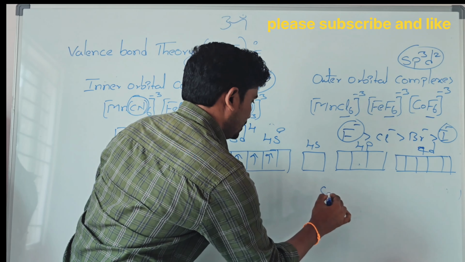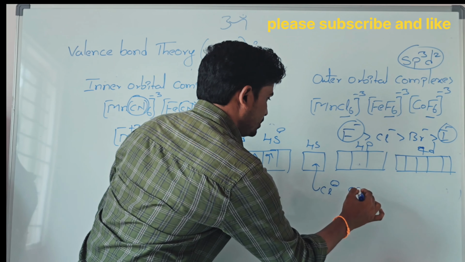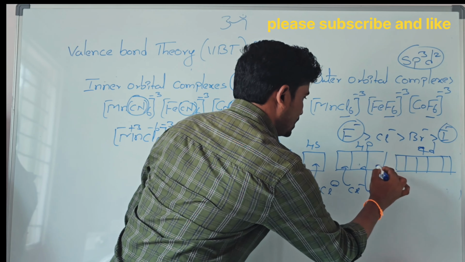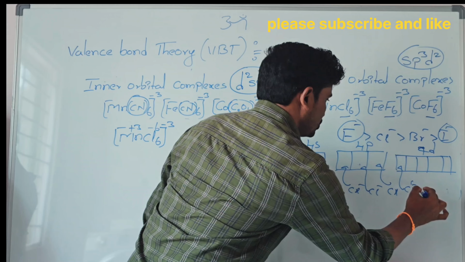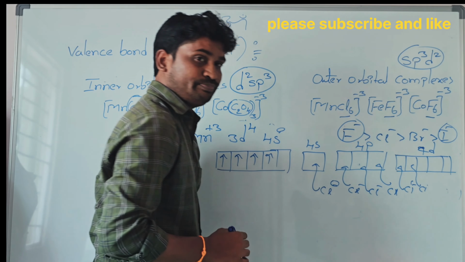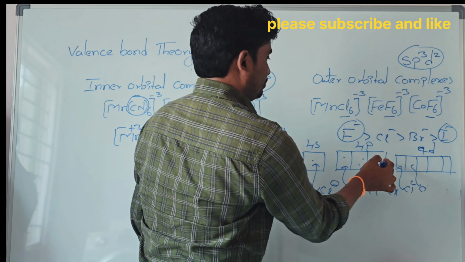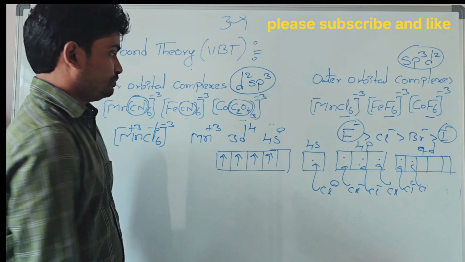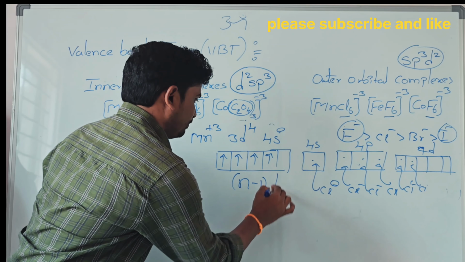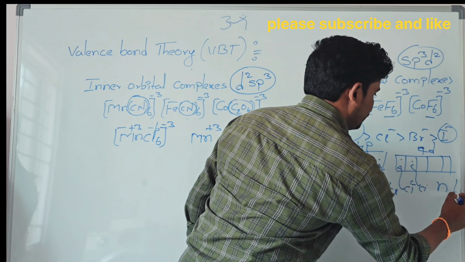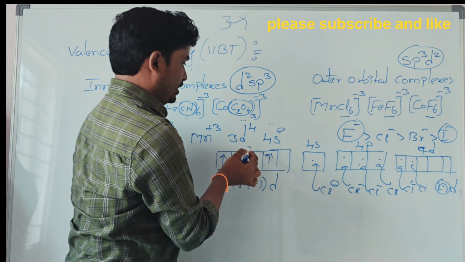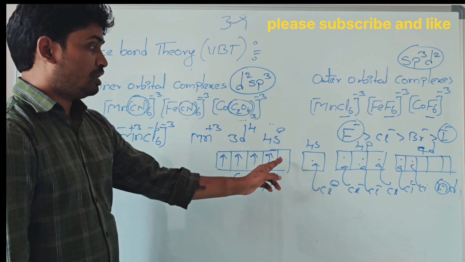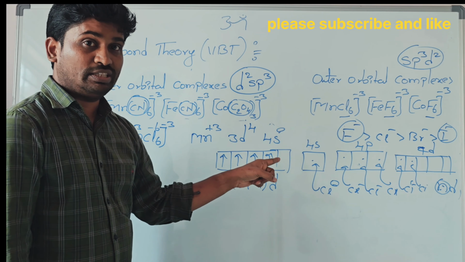So here Cl donates the pair of electrons. 6 Cl minus ions are present, and they donate pairs of electrons to the vacant orbitals. So what is the hybridization? sp3d2. Here one vacant orbital is present in the 3d. 3d means this is (n-1)d, and this is nd, here the 4, here the 3. It is not involved in the hybridization. Why is it not involved? How is it possible? That is not explained in the valency bond theory.